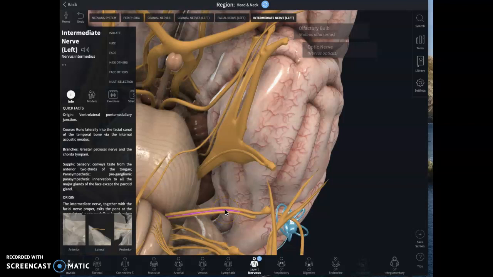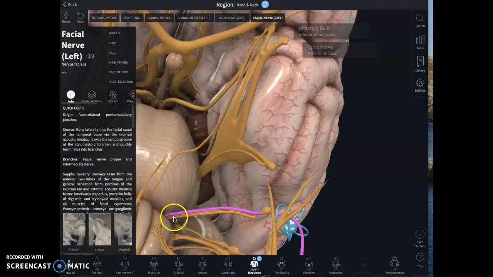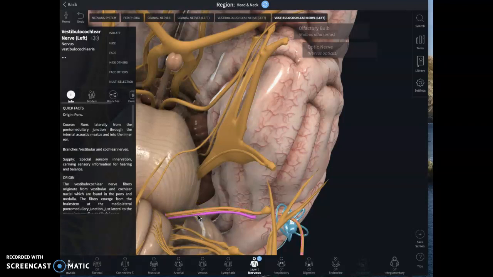It's called the intermediate nerve. So again, the trigeminal nerve is this humongous thing with 3 big branches. Then we get down here. We have the facial nerve with its branch right there. And we have the vestibulocochlear nerve. So we're going to pretend that the intermediate nerve does not exist, okay? Just to make your lives easier.